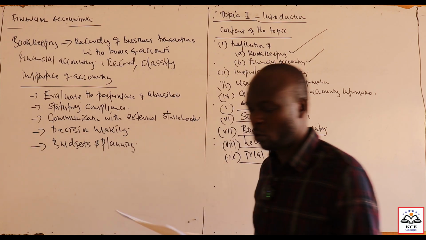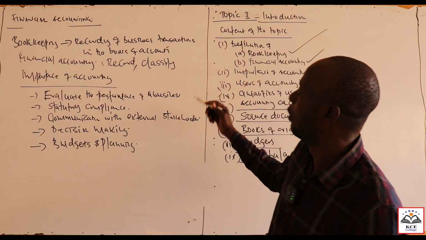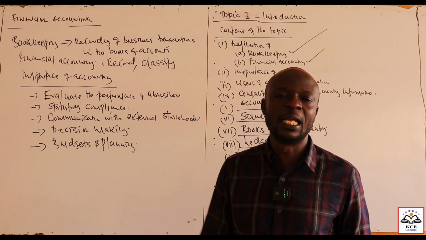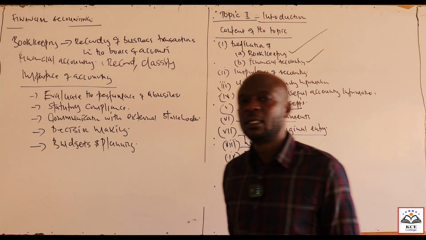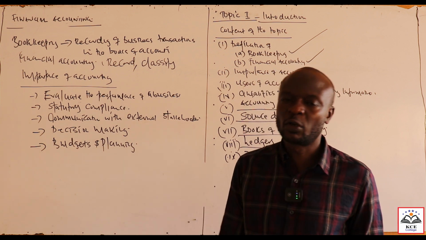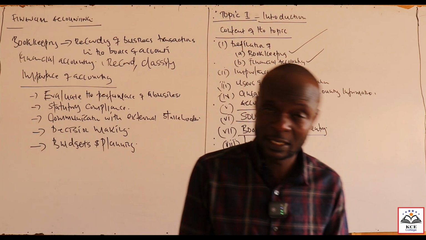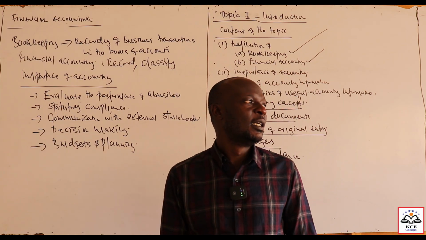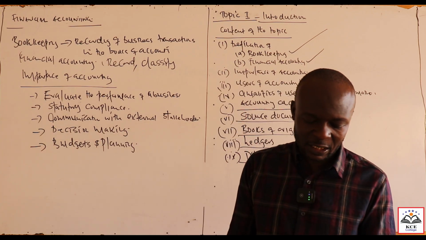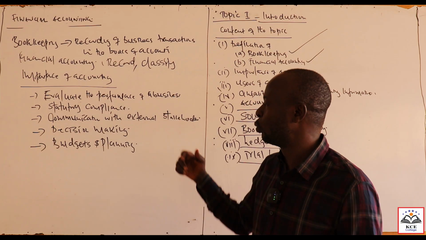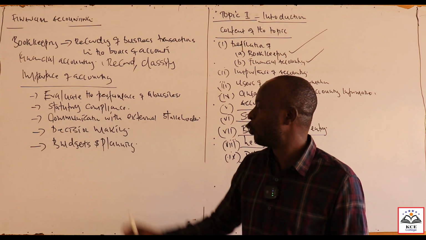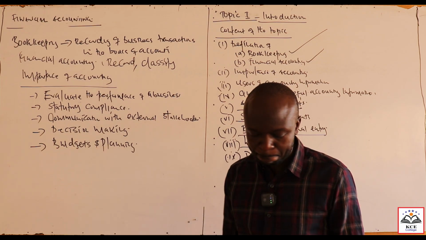And then communication with external stakeholders. So we have other stakeholders that are also interested in the business, and one of the tools that we use to communicate with those stakeholders is financial accounting. I'm talking about stakeholders such as lenders, investors, suppliers, and so forth. They want to know how the business is faring, so that they can engage with the business. We call them stakeholders. So we communicate with them through financial accounting.